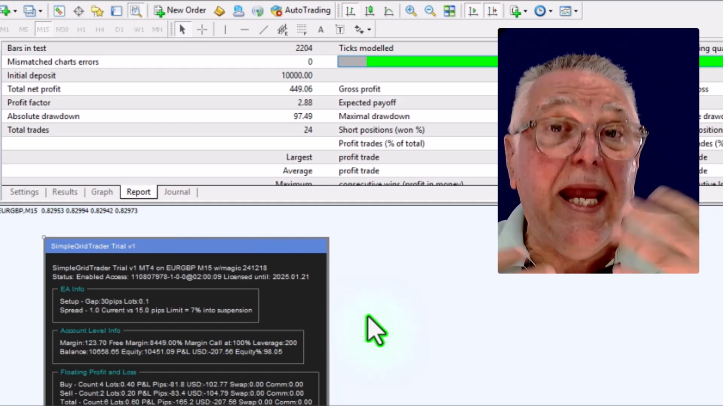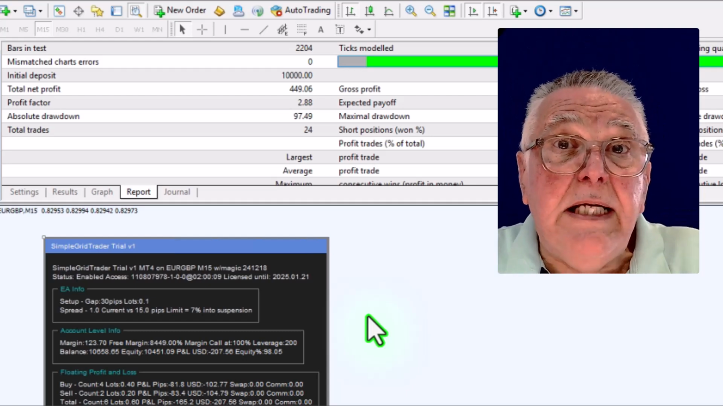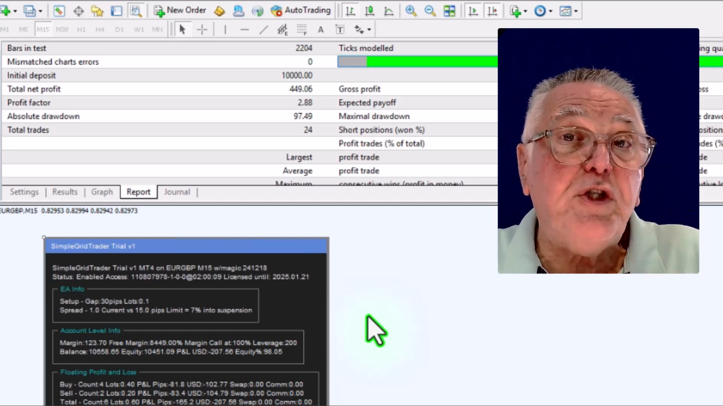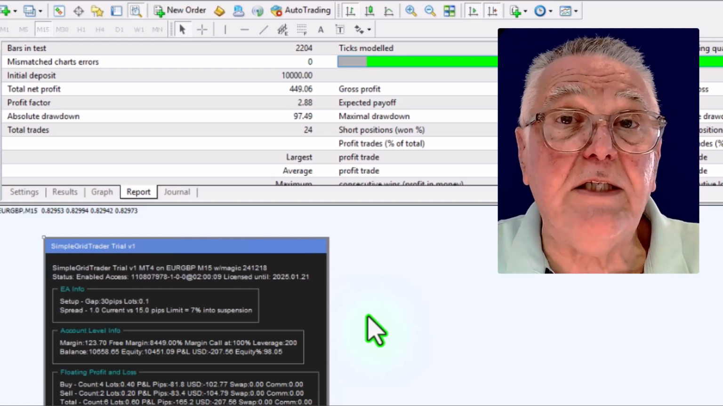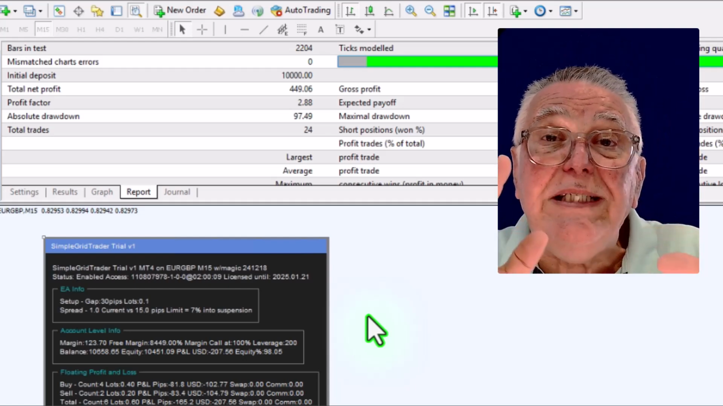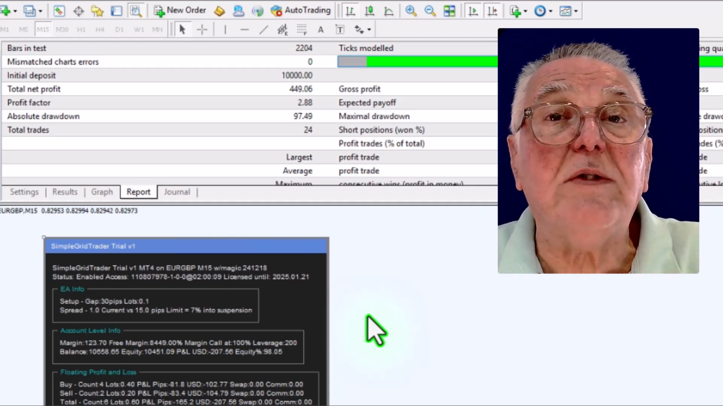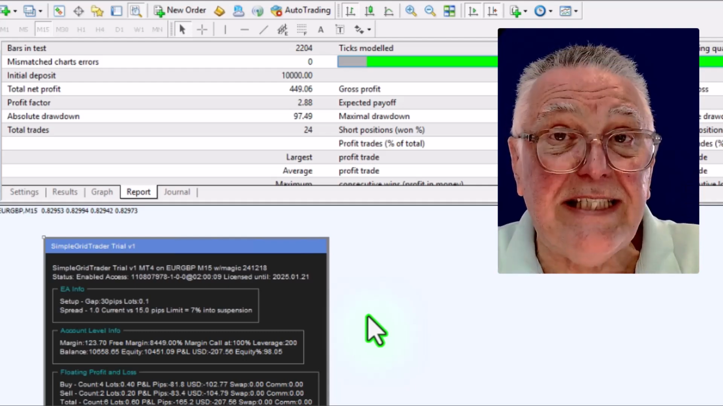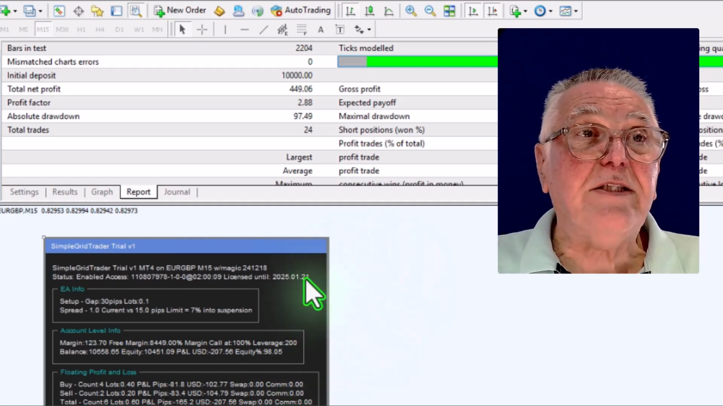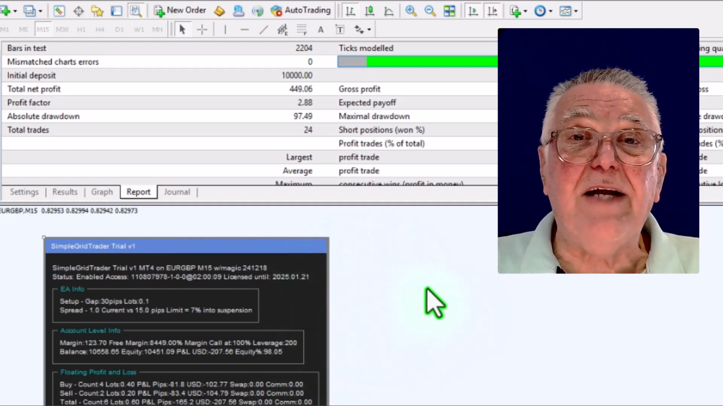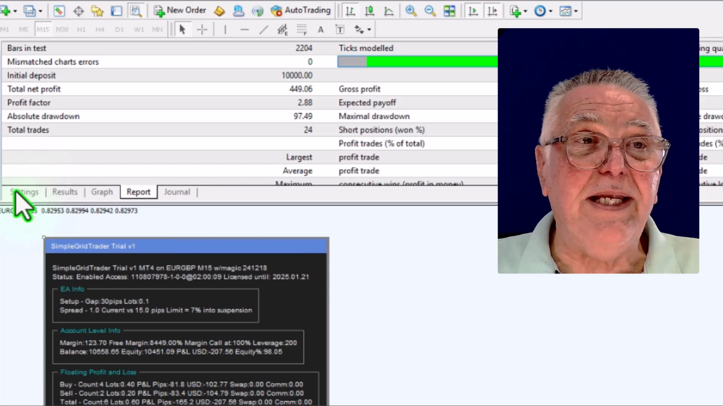At the end of the video, I'm actually going to run some aggressive settings. I'm going to show you how to make your settings more aggressive so that you can increase those returns dramatically without increasing risk excessively. Okay, so that's the one currency. Let's move on to the next currency.